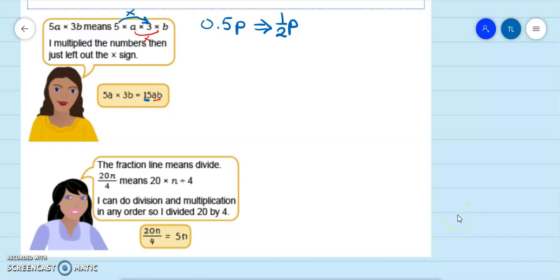The fraction line means divide. So if we have 20n over 4, it means the 20 here is divided by 4. So 20 divided by 4 is 5. How about n? Let the n be n. Okay, so we have 5n here.